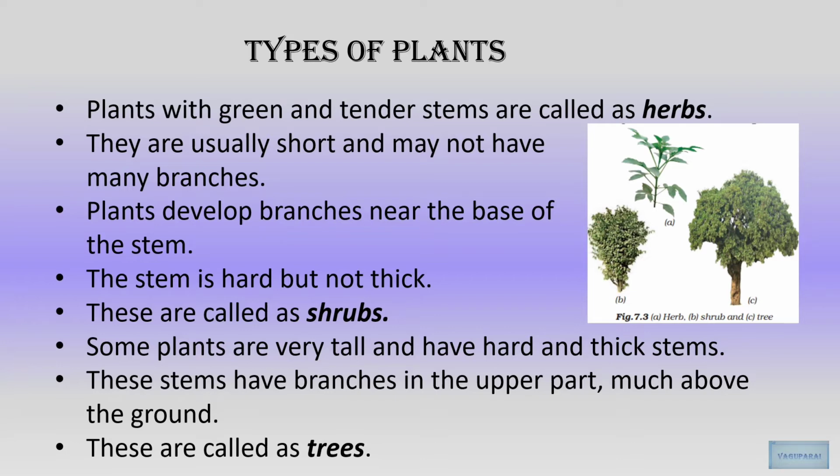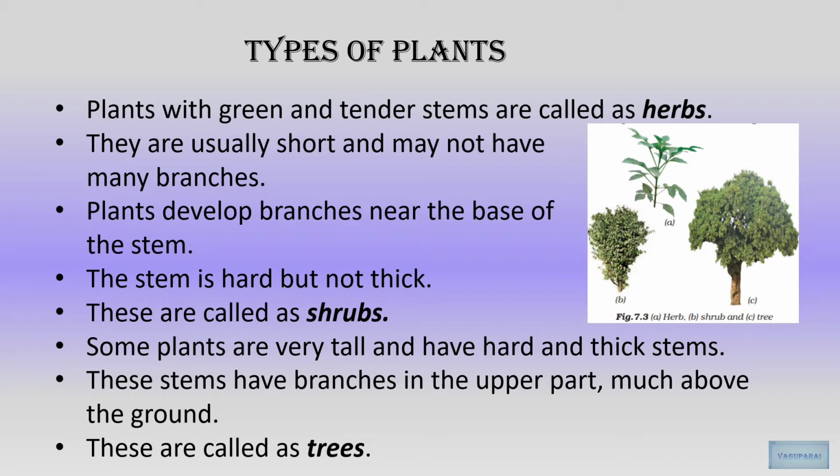The next type is the shrubs. Shrubs are also medium-sized plants, but their stem is a little harder. An example of these shrubs is the hibiscus plant that we see, which is a flowering plant. If you have a rose plant at home, it is a shrub. Okay, so these are shrubs.